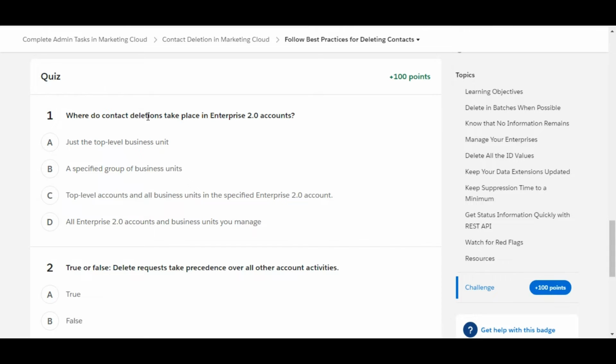Where do contact deletions take place in Enterprise 2.0 accounts? Just the top level business unit, this is false. A specified group of business units, this is also false. Top level accounts and all business units in the specified Enterprise 2.0 account. So yes, C is the right answer for the first one.